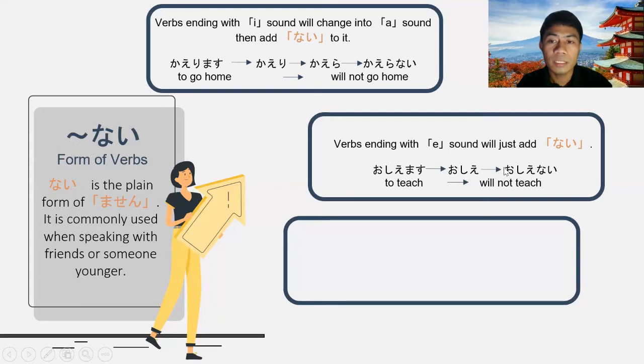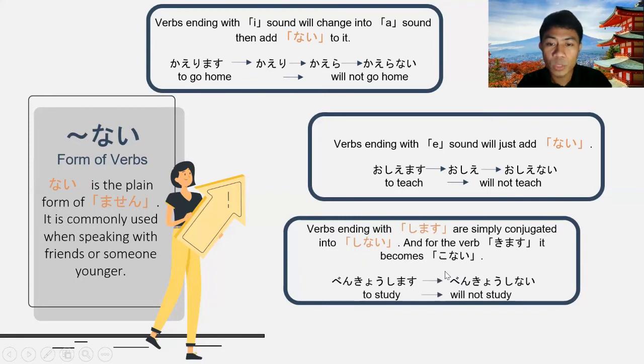Verbs ending with U sound will just add nai. Example, oshiemasu, to teach. Remove masu, oshie will remain, then just add nai. Oshienai, will not teach. So the negative plain form of oshiemasu is oshienai. Verbs ending with shimasu are simply conjugated into shinai. And for the verb kimasu, it becomes konai.